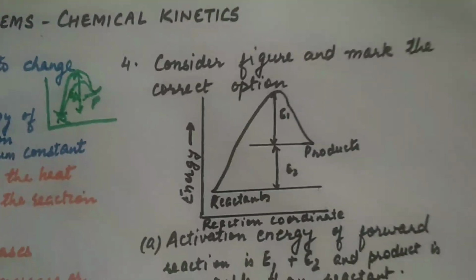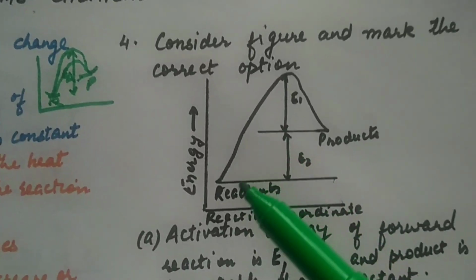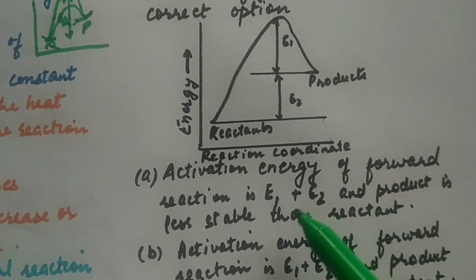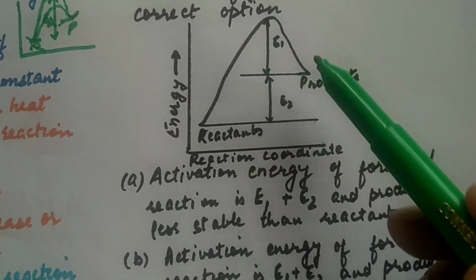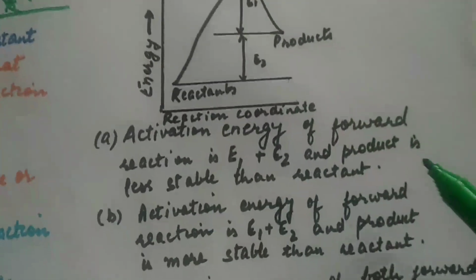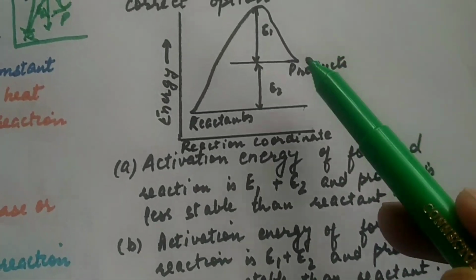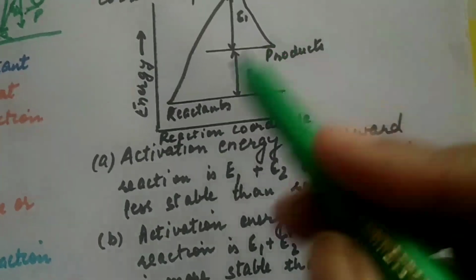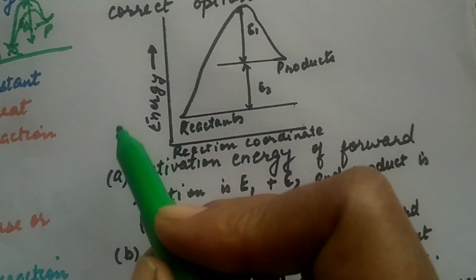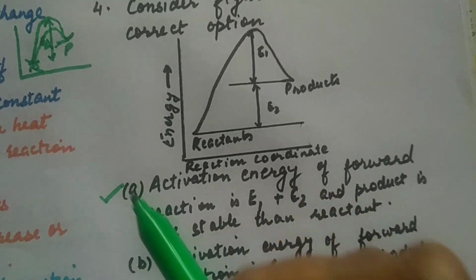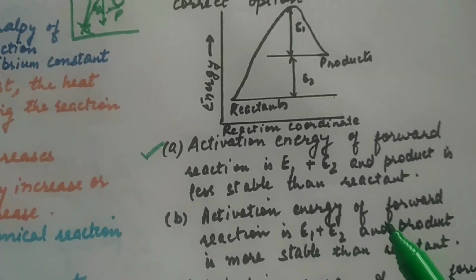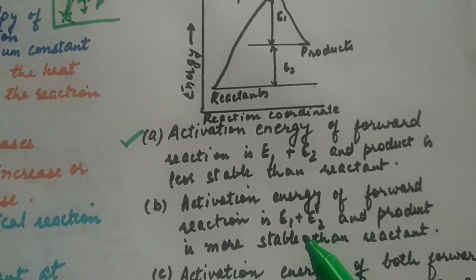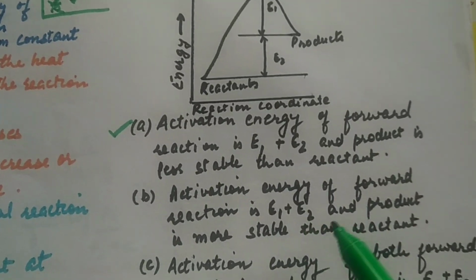Consider the figure and mark the correct option. Activation energy of forward reaction is E1 plus E2, that's correct. And product is less stable than reactant is also correct, because products have higher energy. So option A is correct.